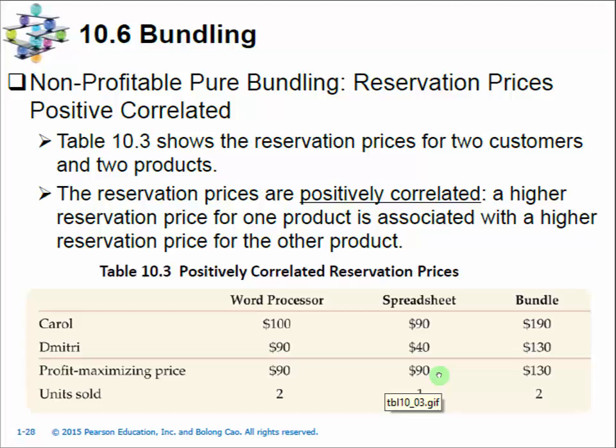So this numerical example shows us that when the reservation prices are positively correlated, a higher reservation price on the word processor for Carol also means a higher reservation price than Dimitri on the spreadsheet. That's positively correlated reservation prices. When you have this kind of reservation price lineup, the pure bundling strategy does not work. The firm with market power is better off using separate pricing.